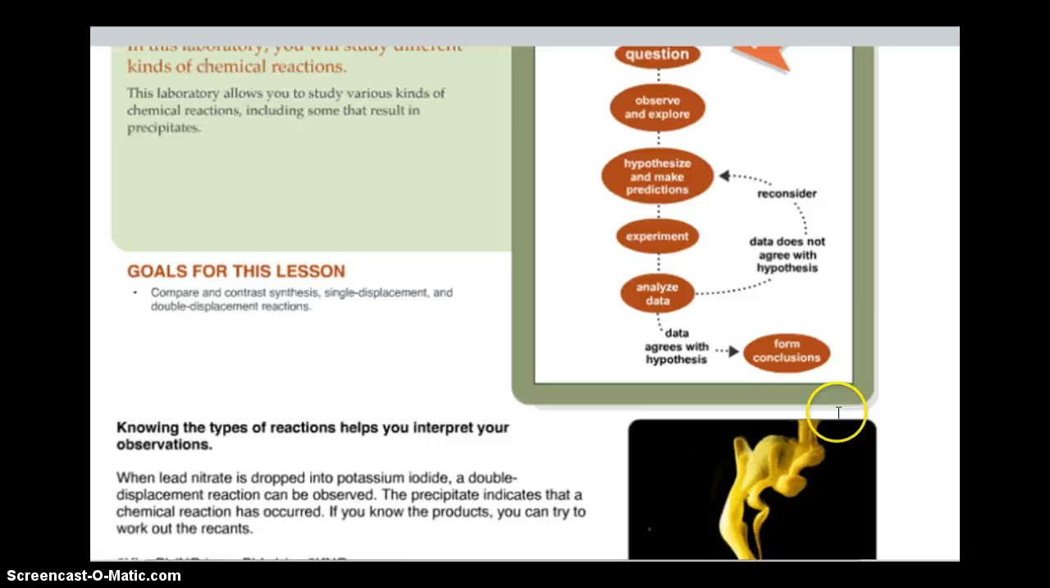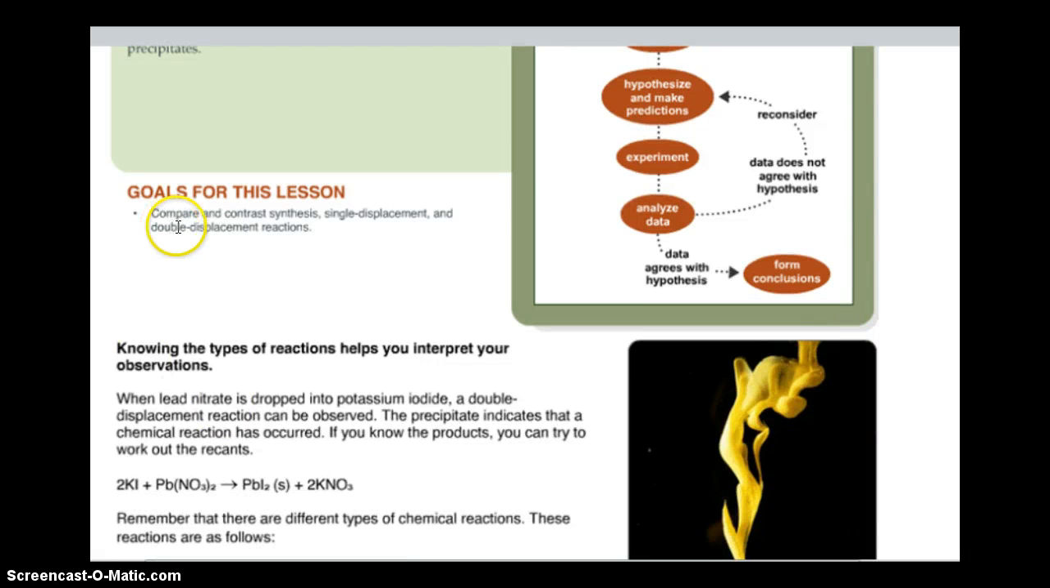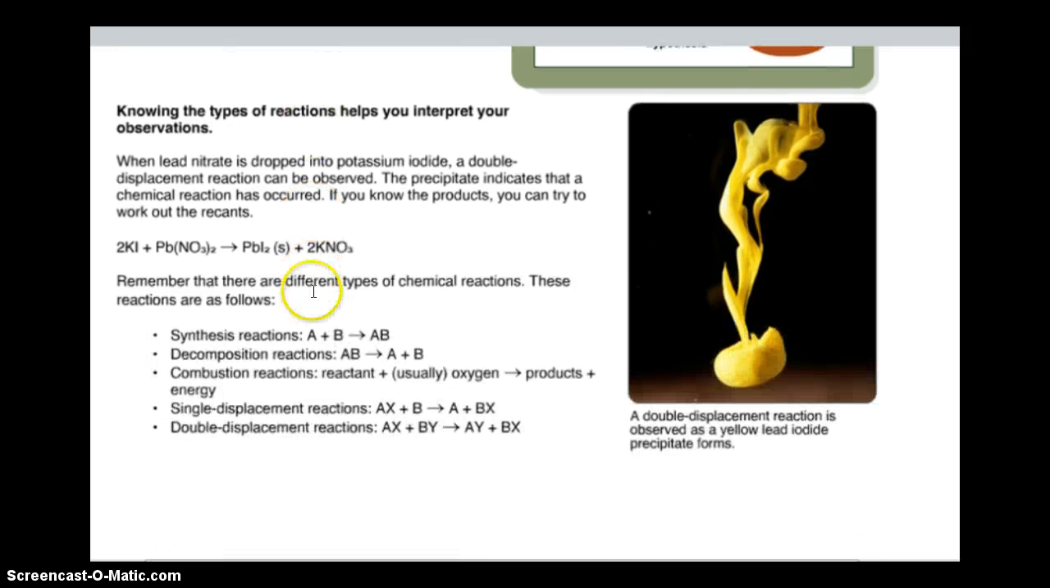In this lab specifically, we're going to compare and contrast. Compare means how they're the same. Contrast means how things are different. So we're going to look at synthesis reactions, single displacement, and double displacement reactions. We're going to talk about how they're all the same, and then we're going to contrast them and talk about what's different. Here's the picture of that lead iodide we just saw.